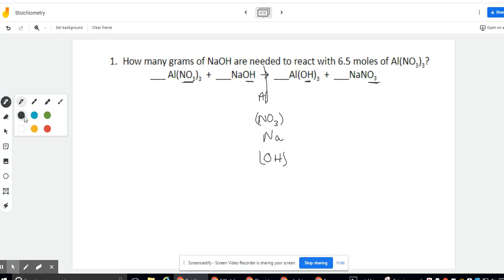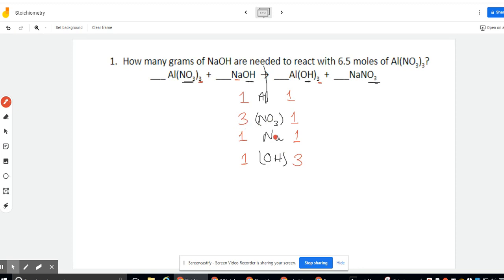All right, so now that we have that, let's go ahead and do our little count up. So on this side for aluminum, I have 1. On my product side, I also have 1. On my reactant side, I have 3 nitrates, and on my product side, I only have 1. On my reactant side, I have 1 sodium. On my product side, I also have 1 sodium. And then on my reactant side, I have 1 hydroxide. Product side, I have 3. So hopefully you're already seeing that we're going to be able to fix this pretty simply, I think.